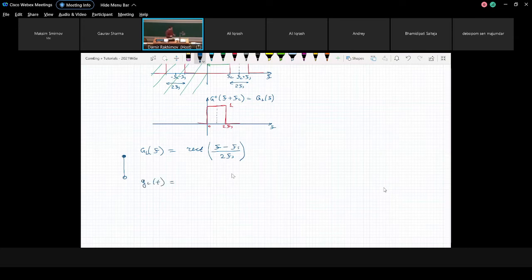And if you don't remember, as I do, you can just check that we have a rectangular shape in the frequency domain. When we go to the time domain, we get the following: 2Fs times sinc function of pi Fs t.